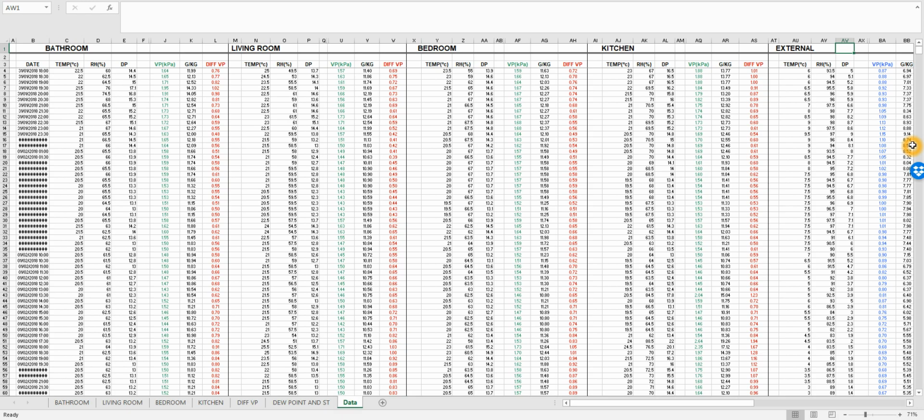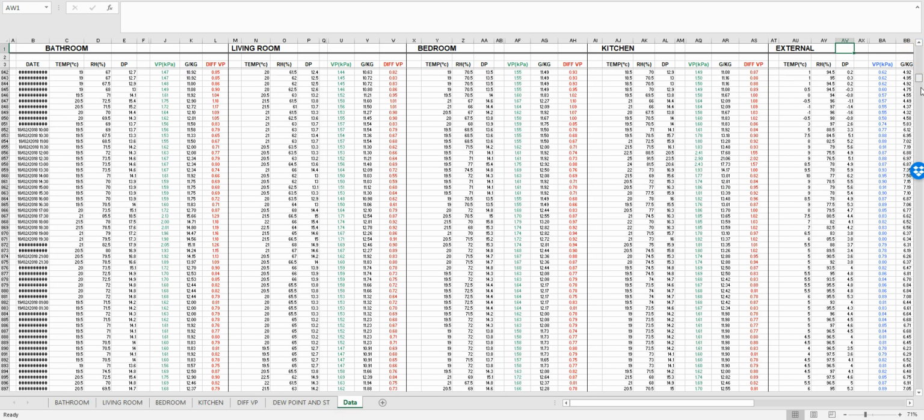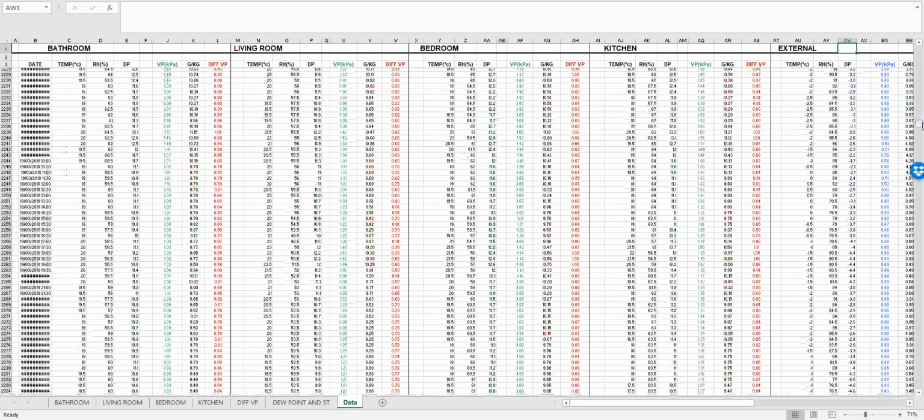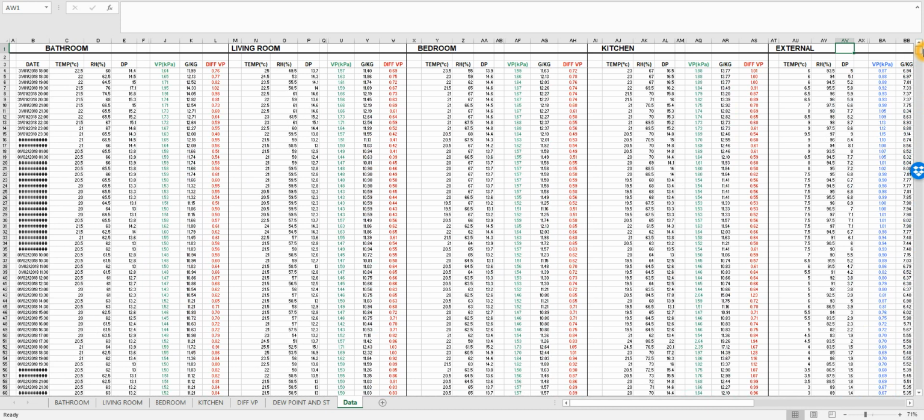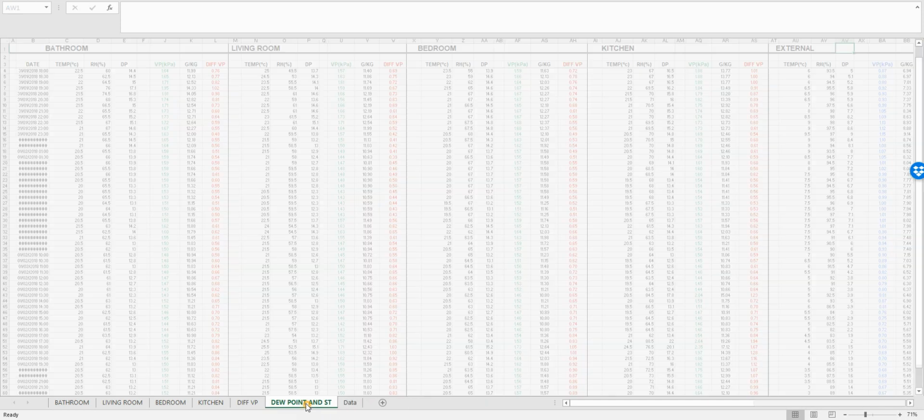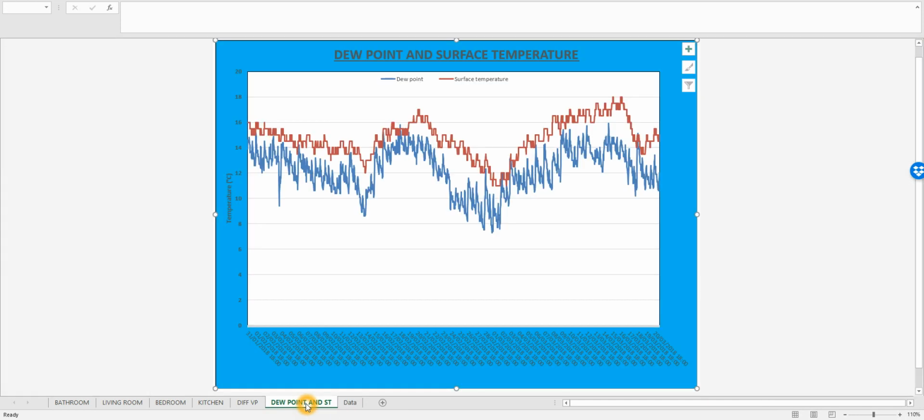And I'm just going to give you an example of the data. You're just getting thousands of pieces of data. I think there's like 2,000 there. We've done data logging over quite a period of time. So this is an example here.